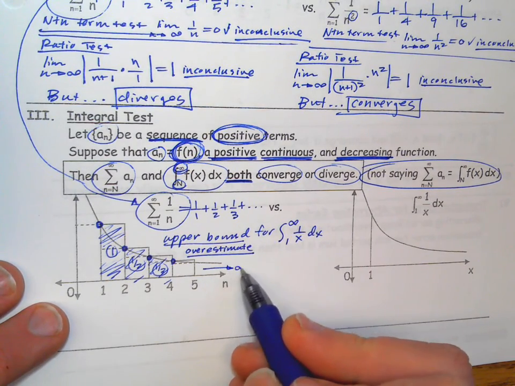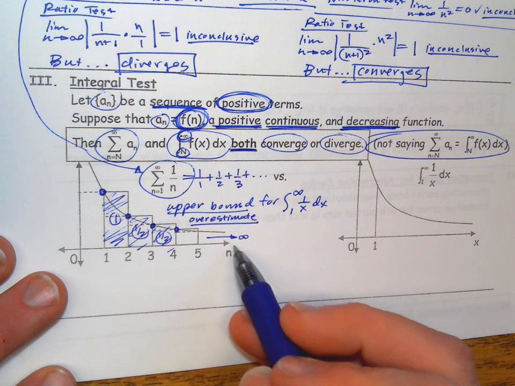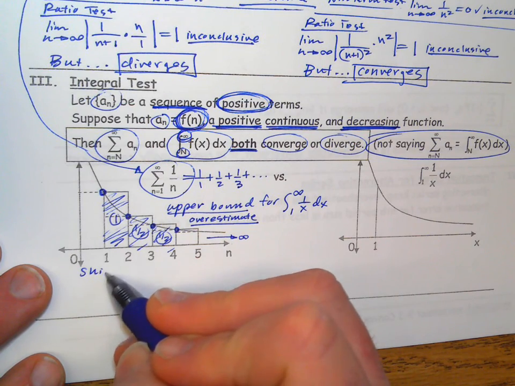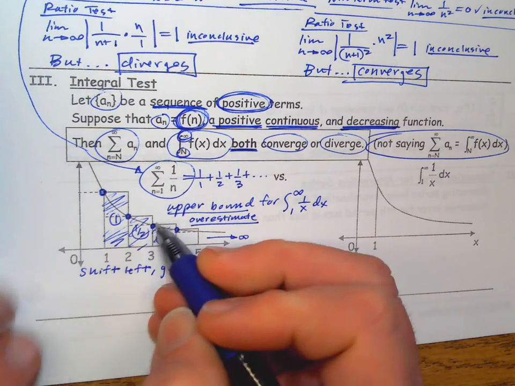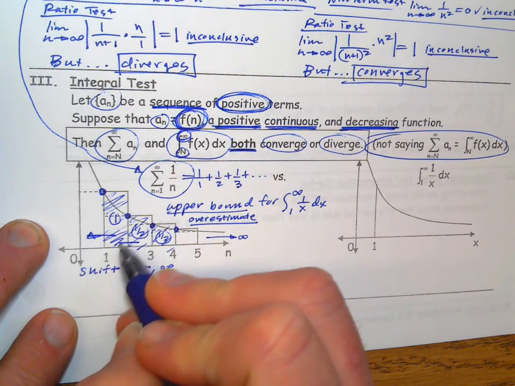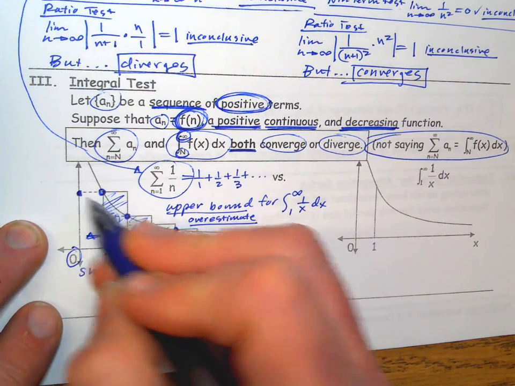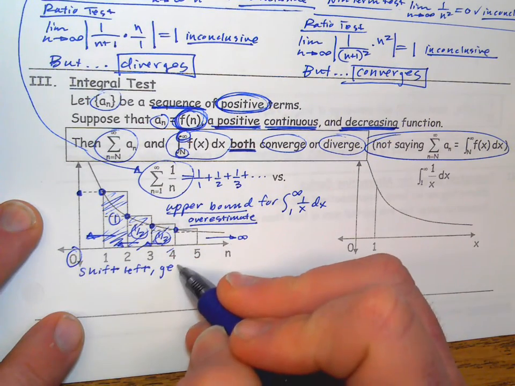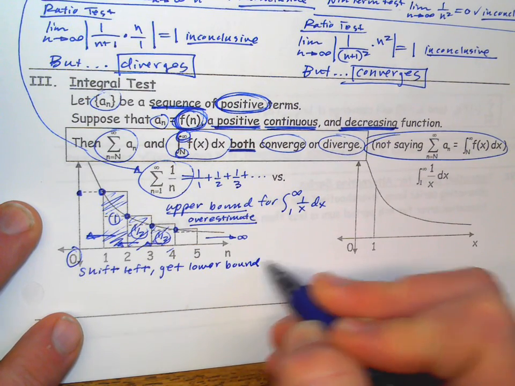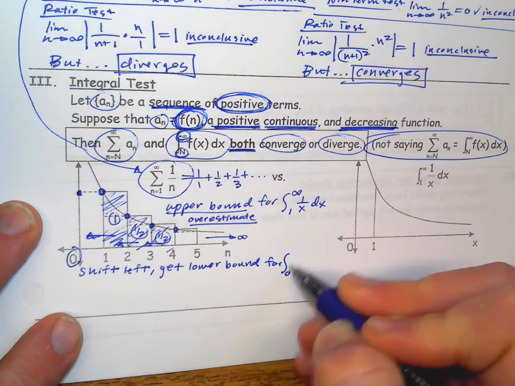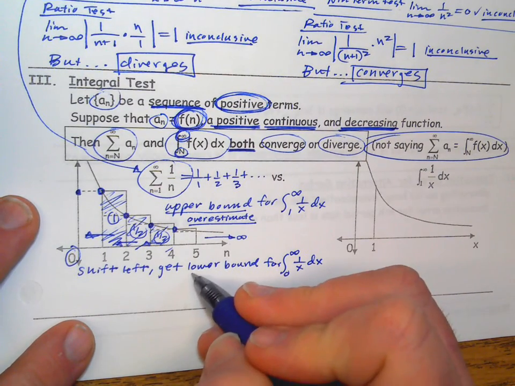If we take this to infinity, if you add up all these rectangles, it's going to be more than the integral underneath. But here, we're going to do something fancy. We're going to shift this whole series left. If we shift the whole series left, we get all the same rectangles, but we're starting at 0 now, and it's an underestimate. If we shift it left, we get a lower bound, an underestimate for the integral from 0 to infinity of 1 over x dx.